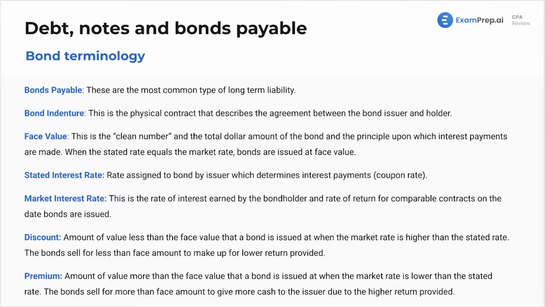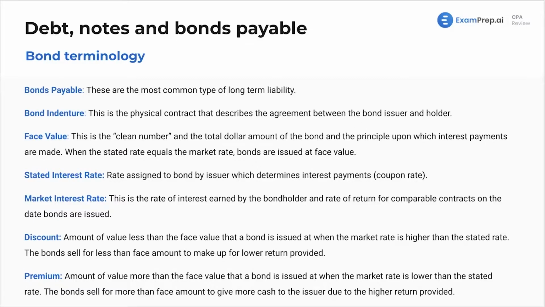Keep all of that in mind. Let's talk about some bond terminology. So bonds payable, this is the most common type of long-term liability. It is one of the accounts we'll see when we do our journal entry. Bond indenture, this is the physical contract that describes the agreement between the bond issuer and holder.